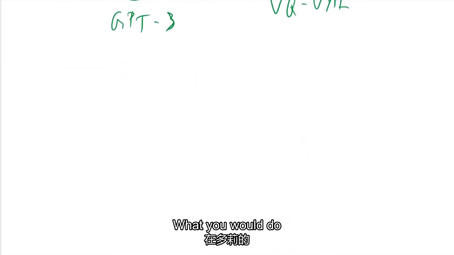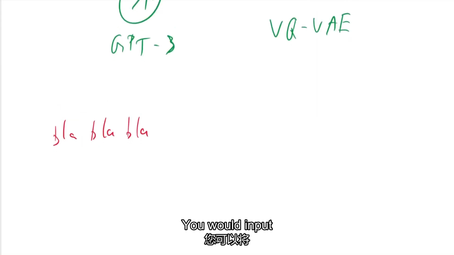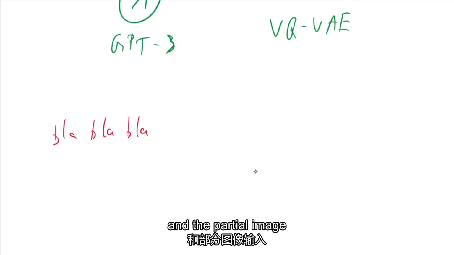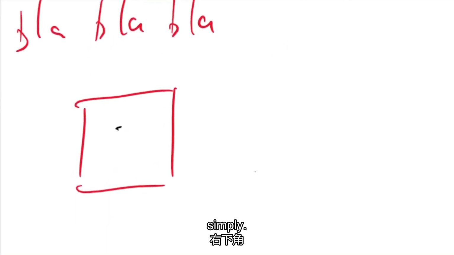Okay, so what you would do in a single step of DALL-E is you would have your text right here, blah, blah, blah, and you would have a partial image. You would input this text and the partial image to DALL-E. The partial image is any image where you've blacked out the bottom right. And they do the bottom right simply because it's the same as going left to right in text. So you go sort of top left to bottom right.